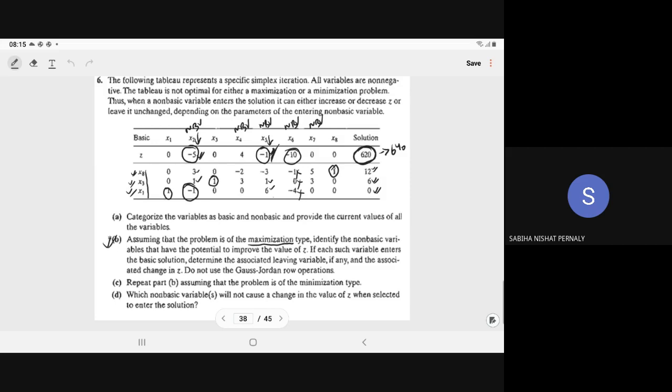Sir, can you please repeat the part where you calculated delta z? Please speak a little louder. Can you please repeat the part where you calculated delta z? Okay.